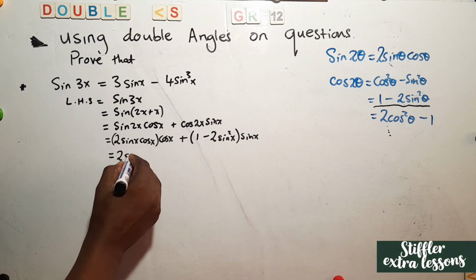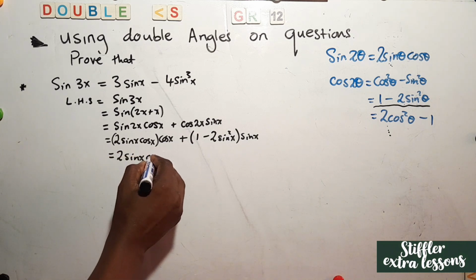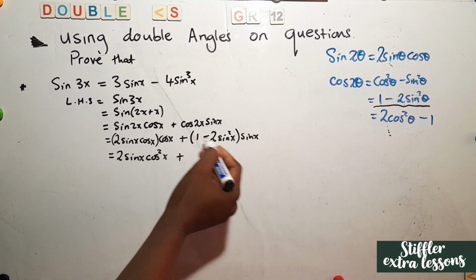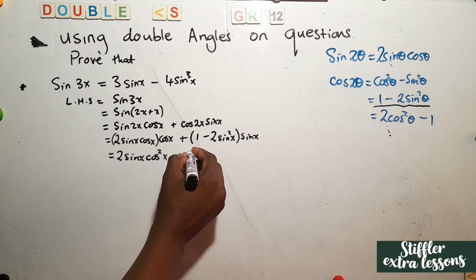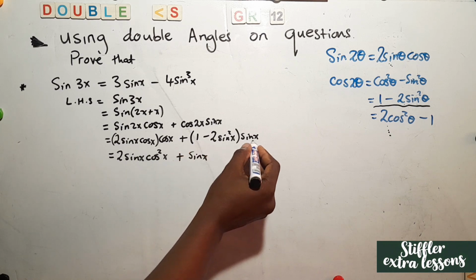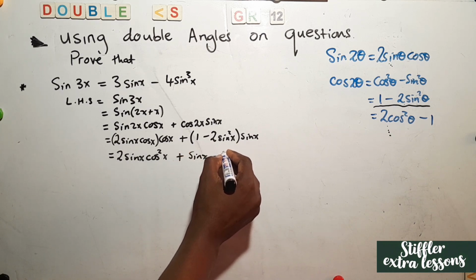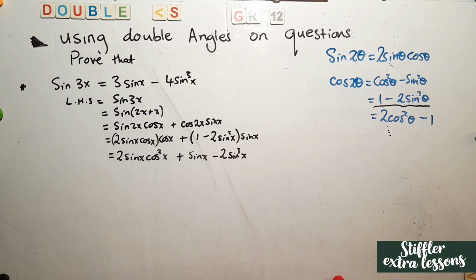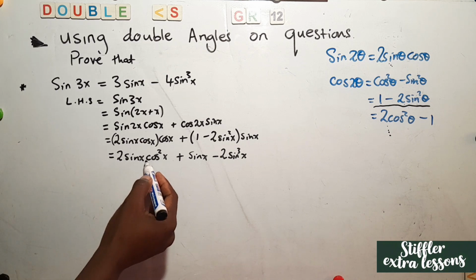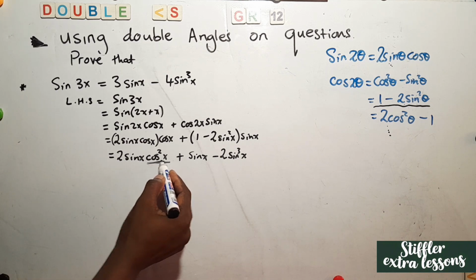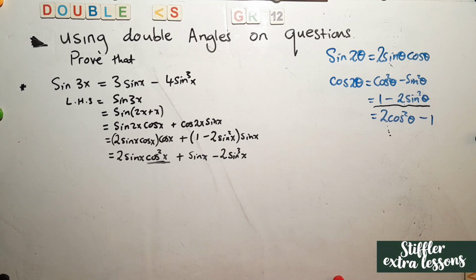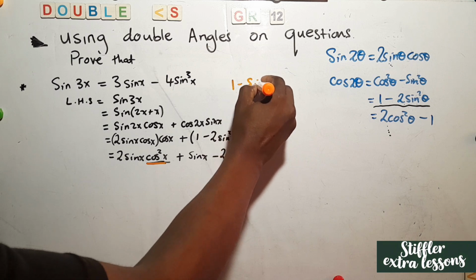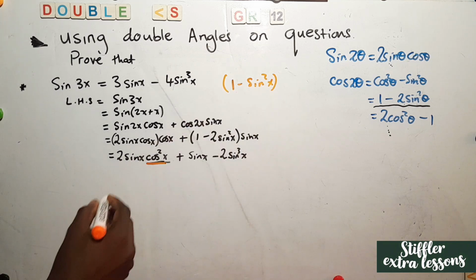So this is 2 sine x multiplied by cos squared x plus, so this is multiplying everything inside the bracket. So this multiplied by that, that's sine x, and this multiplied by that, that's minus 2 sine cubed x. So now we need to get rid of this cos squared x. But from the identities in grade 11, we know that this is equivalent to 1 minus sine squared x. So we can replace that.